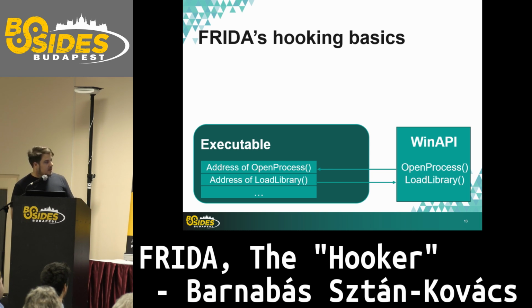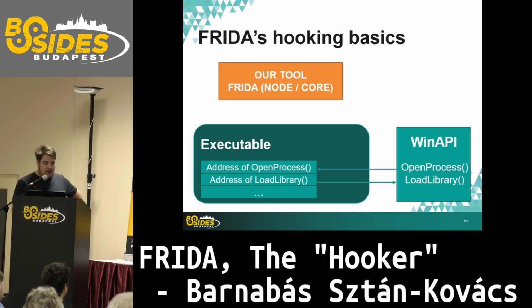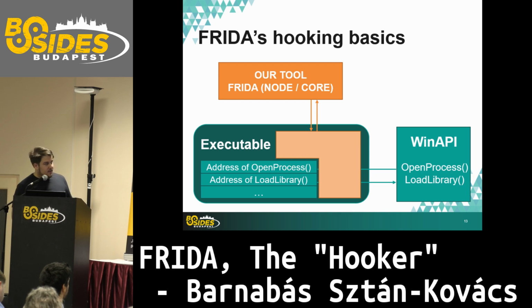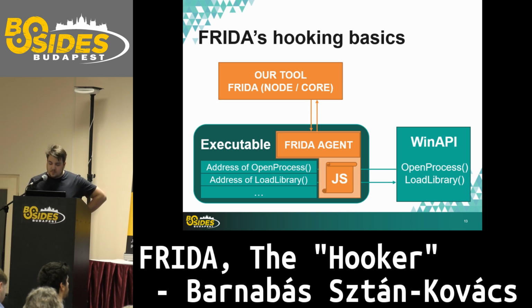Okay, that's pretty cool. That's the model, how a standard application works in Windows. And there comes our tool, Frida, which contains the node and core components in the external tool. Then it injects this little module into our executable, which contains the Frida agent. It has the JavaScript engine and our own JavaScript, which we wrote to manipulate the application. And these parts, the external and the inner Frida part, communicate with JSON messages all along the run.